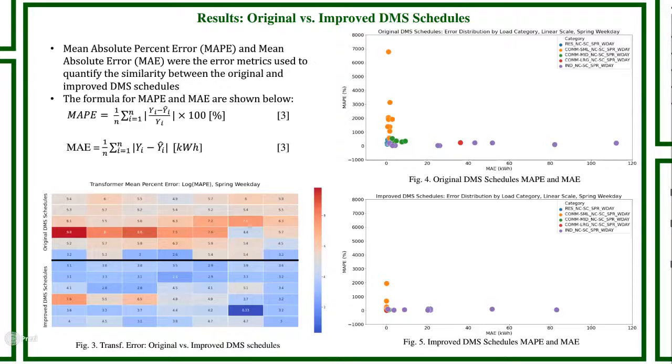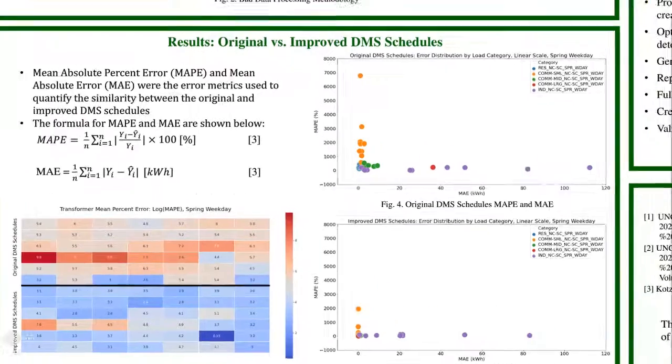Figure 3 gives a visual representation of the MAPE per transformer of the original and improved DMS schedules. The warmer colors in the original DMS schedule portion at the top of the graphic indicate higher error relative to the improved section at the bottom. Figures 4 and 5 show the errors per load category for the original and improved DMS schedules respectively. In Figure 5, using the improved schedules has moved the majority of the loads closer to zero error.